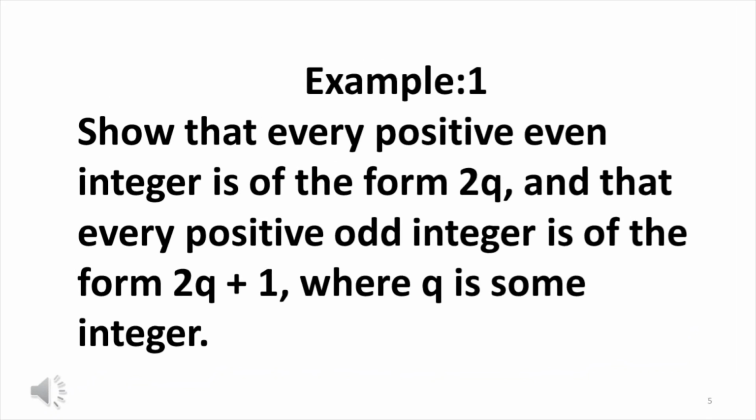Example 1: Show that every positive even integer is of the form 2q, and that every positive odd integer is of the form 2q plus 1, where q is some integer.